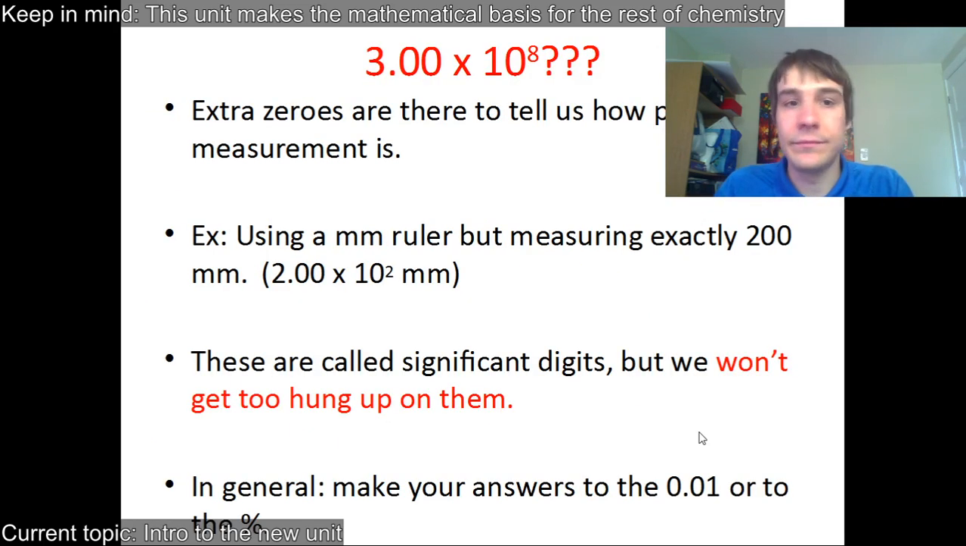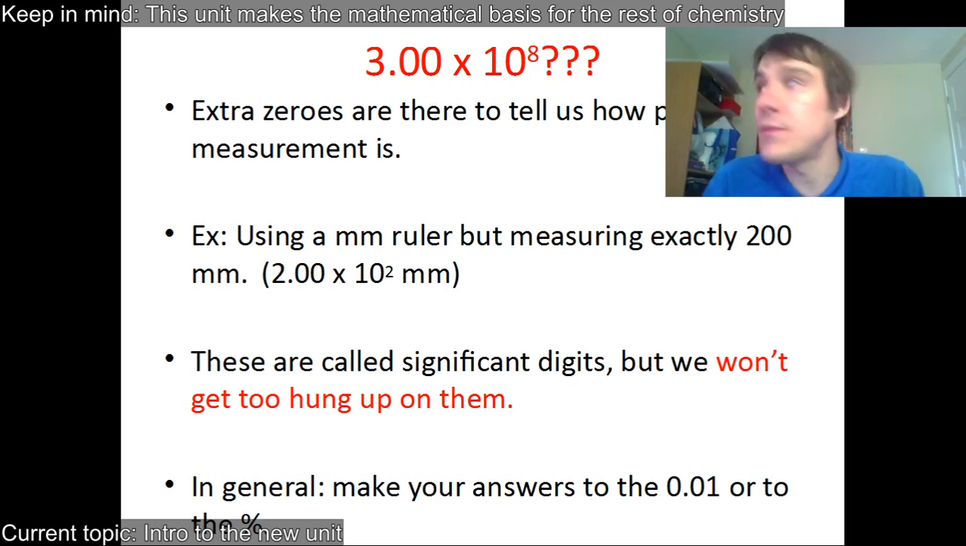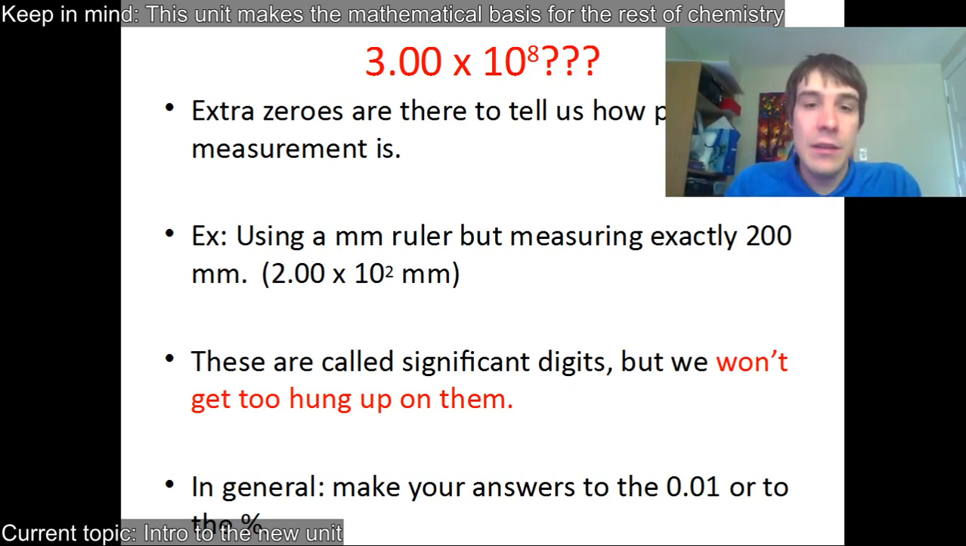So how about extra zeros? Why are there zeros after? It helps us say how precise the measurement is. Basically, if I measure 5 centimeters, but my ruler was in millimeters, I can say I measured exactly 5 centimeters, but I want to tell people that it measured to the millimeter, so 5.0, right? Or if you have 200 millimeters, but it's to the millimeter, you can measure exactly 200 millimeters, and it would be 2.00 times 10 to the 2.